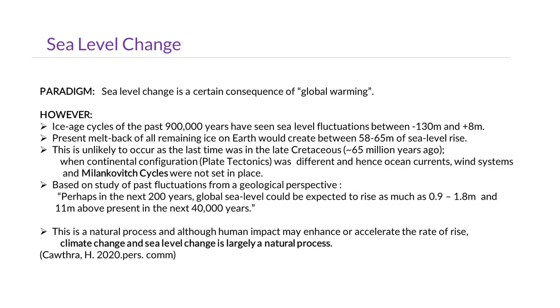So sea level change. The paradigm is that sea level change is a certain consequence of global warming. This is as close as I'll get to conjecture. But ice age cycles over the past 900,000 years have seen sea level fluctuations between 130 meters below and 8 meters above. Present meltback of all remaining ice on Earth would create between 58 and 65 meters of sea level rise. So your house here would not be safe.